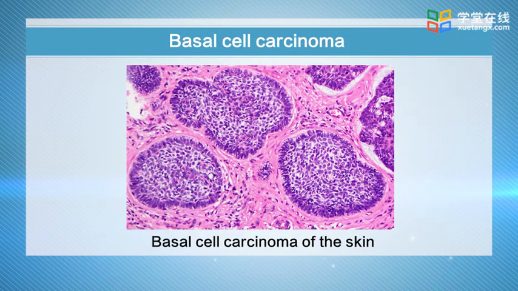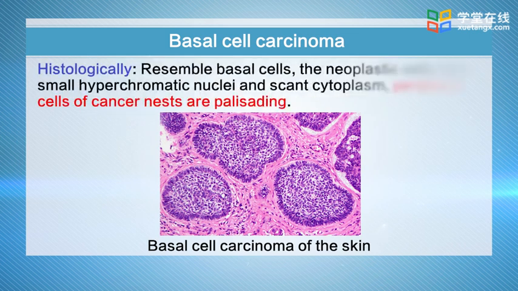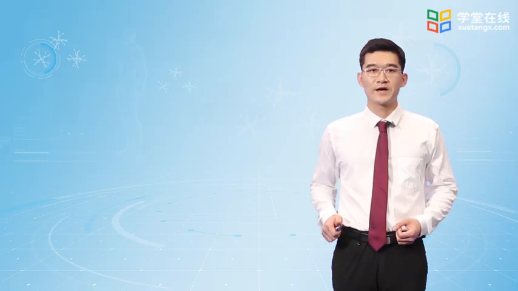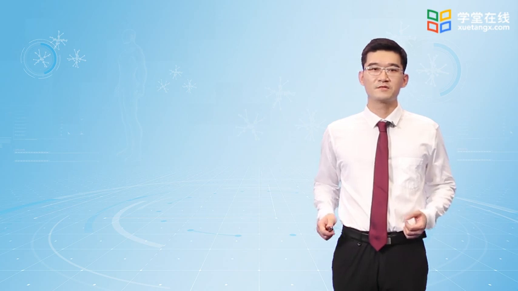This picture shows the characteristic microscopic appearance of basal cell carcinoma. The tumor is composed of cells with dark staining nuclei and scant, poorly defined cytoplasm. The cells at the periphery of the tumor are arranged in a palisaded pattern, while the central cells are more randomly assembled. Alright, that's all for this section.